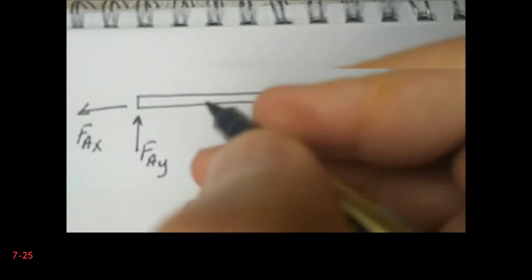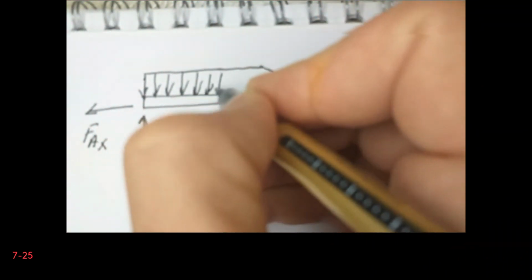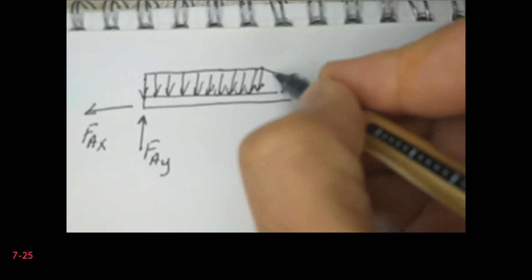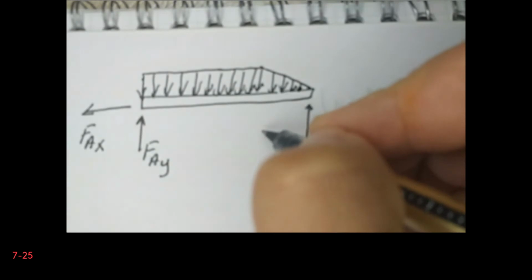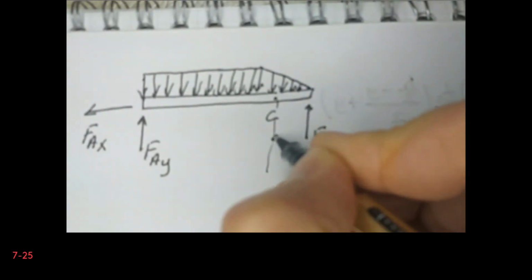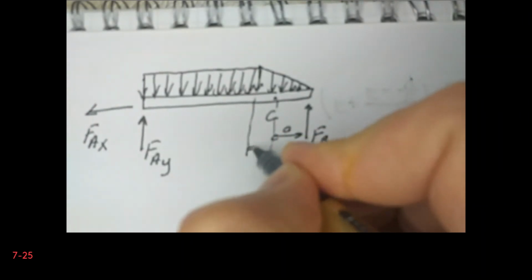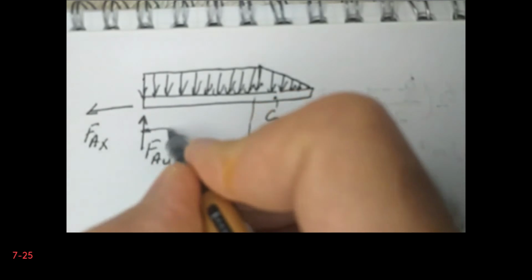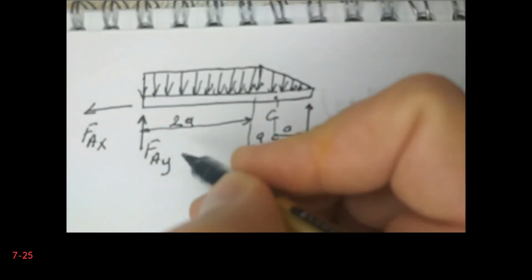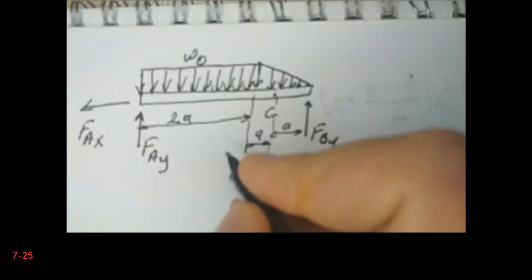I have a distributed load. It is uniform up to a point, and then it decreases linearly to B. So point C is somewhere here. So the distance between C and B is, let's say, A. This distance is also A. Sorry for the drawing, it's not proportional. And this distance is, let's say, 2A. And the magnitude of the distributed force is W0.